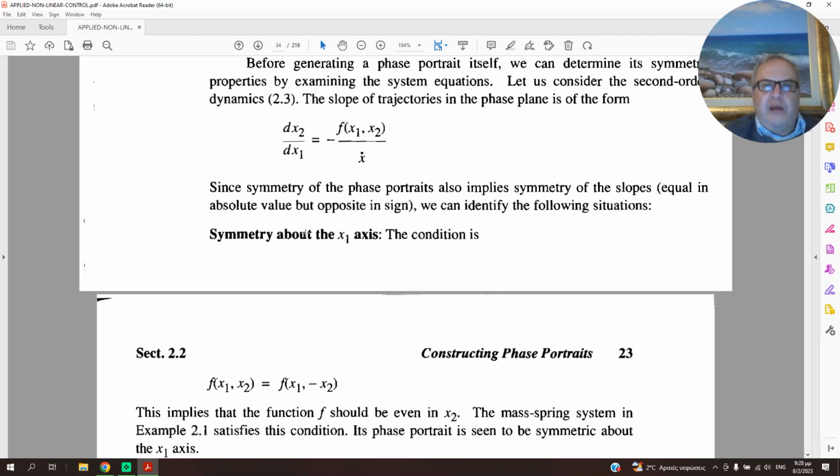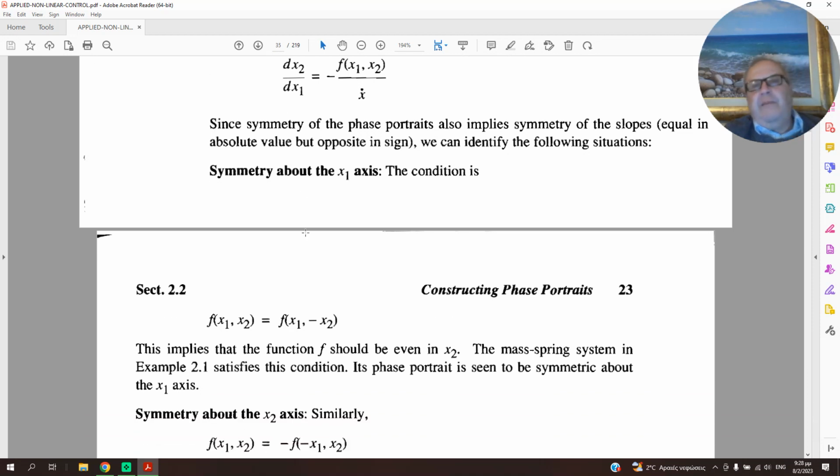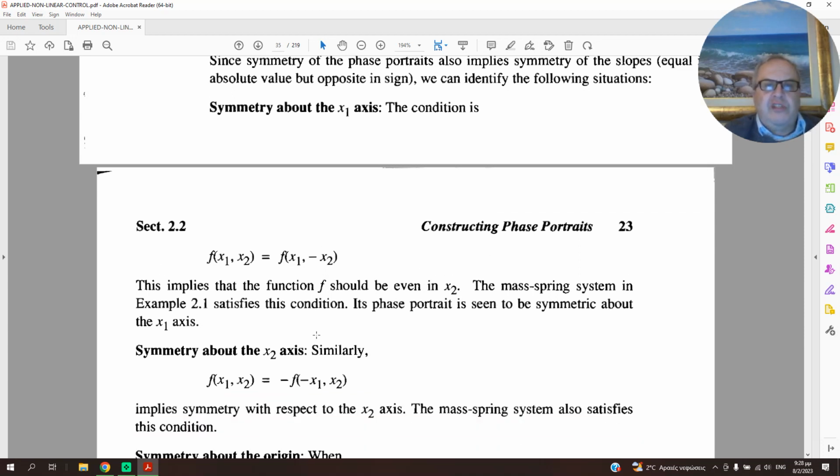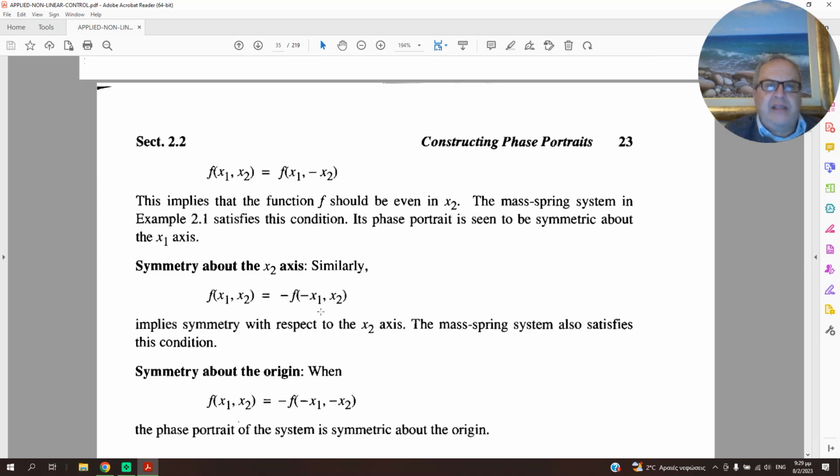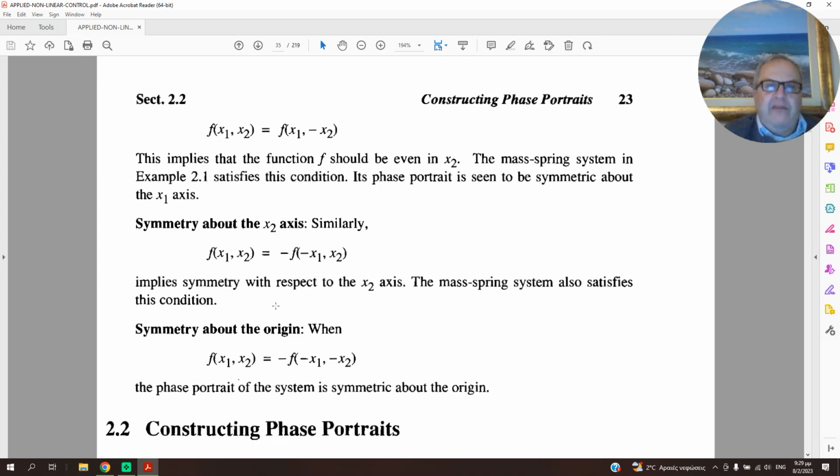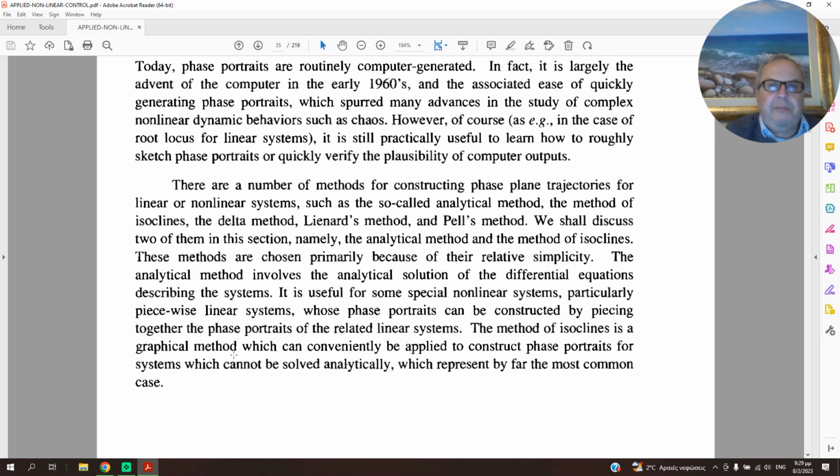Symmetry about the x1 axis. The condition of symmetry about the x1 axis is this, while the condition for symmetry about the x2 axis is this. We can also have symmetry about the origin in the phase portrait. For symmetry about the origin in the phase portrait, we have this.